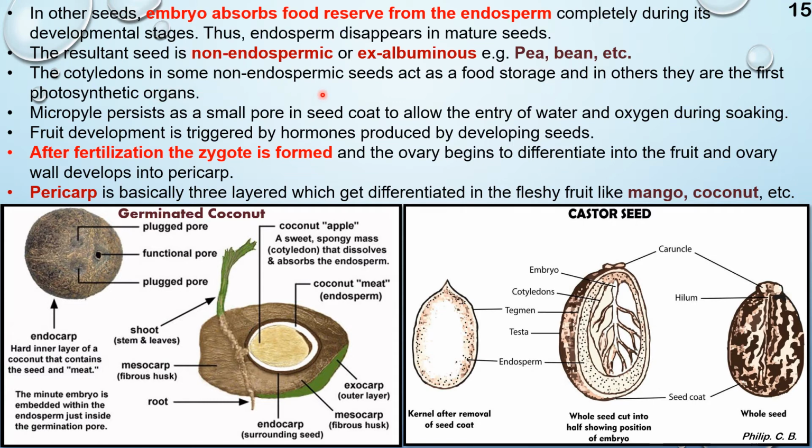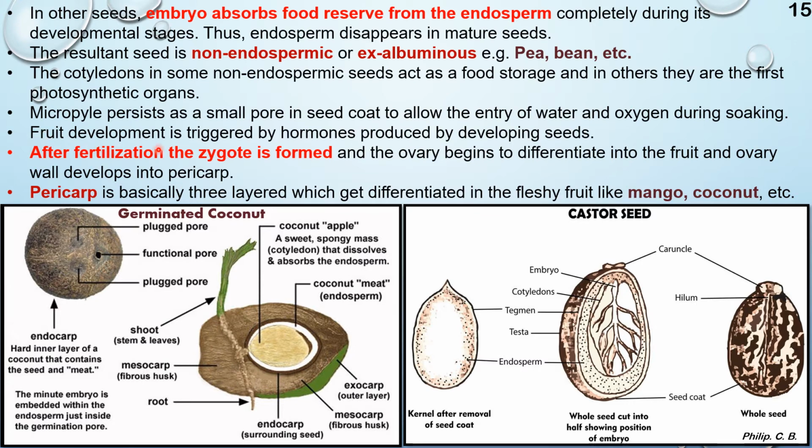The cotyledons in some endospermic seeds act as food storage, and in others they are the first photosynthetic organs. The micropyle persists as a small pore in the seed coat to allow the entry of water and oxygen during soaking. So, a small example: at home, when mother keeps seeds soaked in water overnight, the next day they swell up. Also we can see the formation of sprouts. So sprouting occurs through a small pore present in the micropyle.